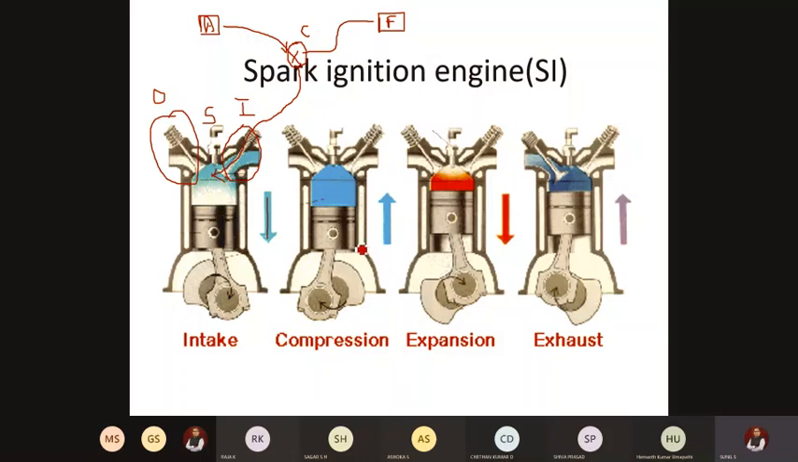Now during the second stroke, the compression stroke, the first one being the intake. During the compression stroke, the inlet valve gets closed, the outlet will obviously be closed. The piston moves from bottom dead center to the top dead center, from bottom to top, so that the air fuel mixture present in this gap will be compressed. At the end of the compression stroke, it will be completely compressed.